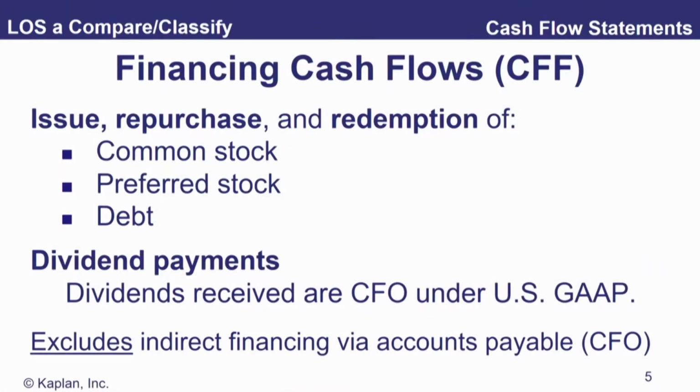So it's the cash essentially that we receive when we raise both debt and equity, and the cash that we pay, of course, when we redeem debt and equity. So when we pay off principal or we buy back shares, treasury stock. Notice, of course, dividend payments. Remember, dividends received pass through CFO under US GAAP, but dividends paid pass through CFF.